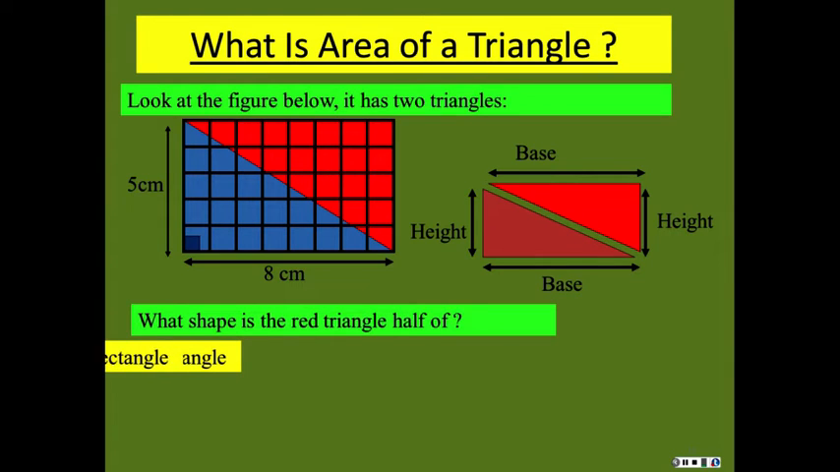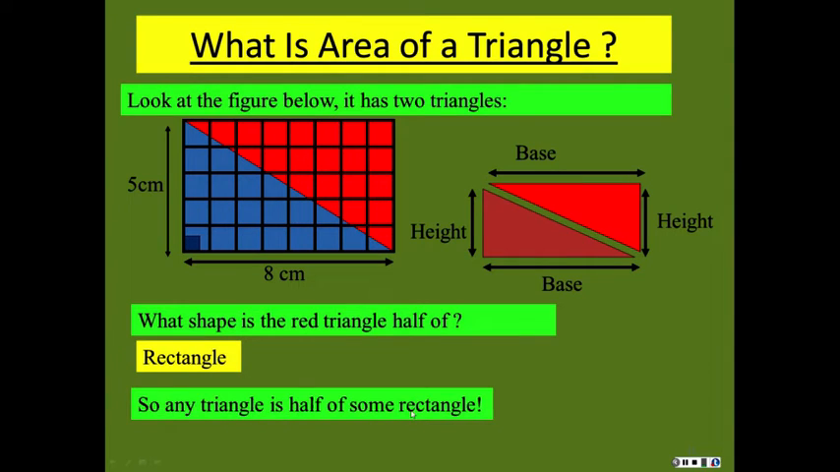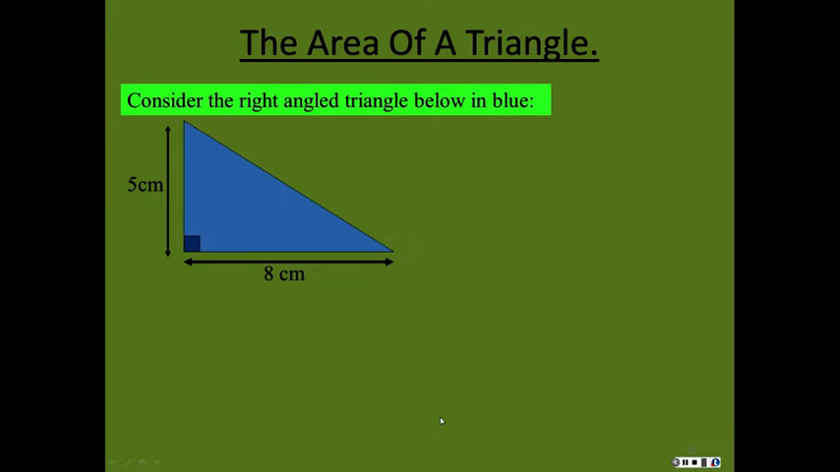And the formula is your length times your width, or what we call in triangles the base times the height. Notice that the base and the length are the same, and the height and the width are the same. So we just change the wording around because it's a triangle. But the base times the height divided by 2 gives you the area of that triangle. So let me show you that real quick here.